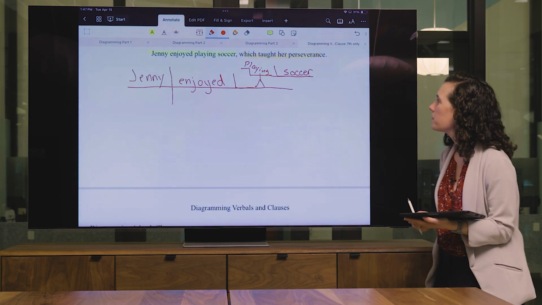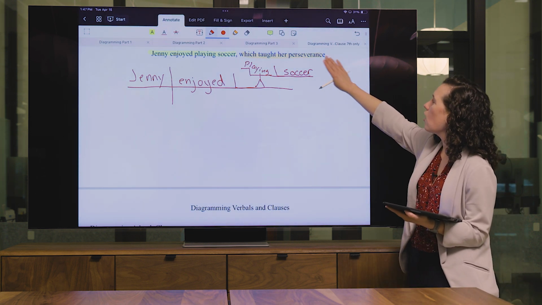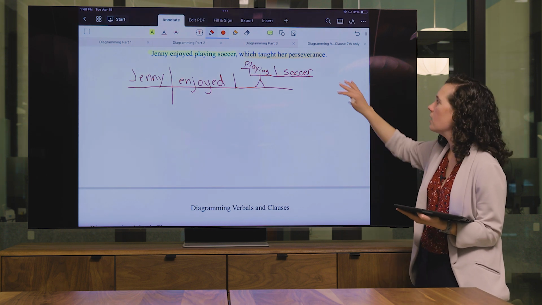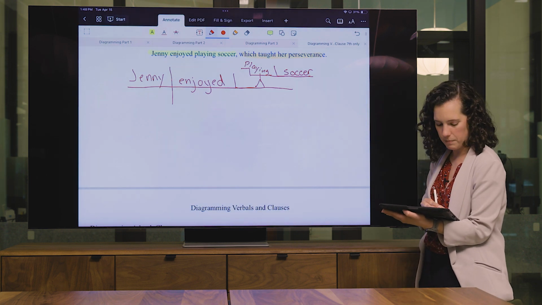That's what she enjoys. And then in our dependent clause, which taught her perseverance, which is the subject of that dependent clause, and taught is the verb of that dependent clause.